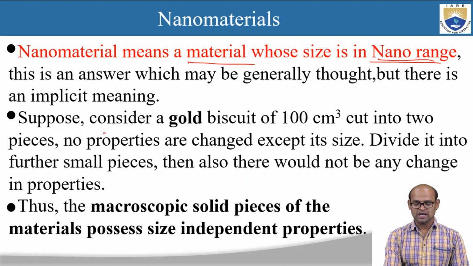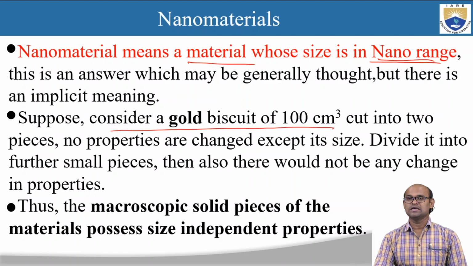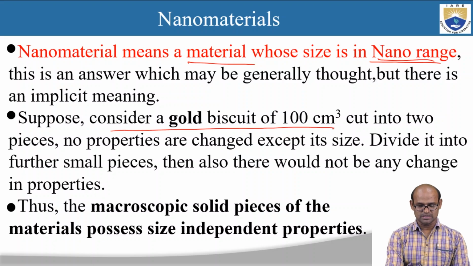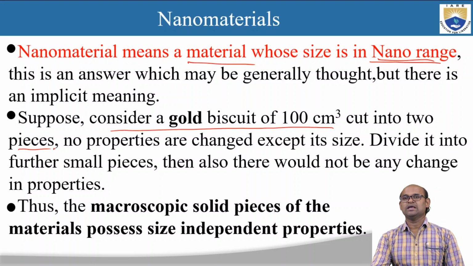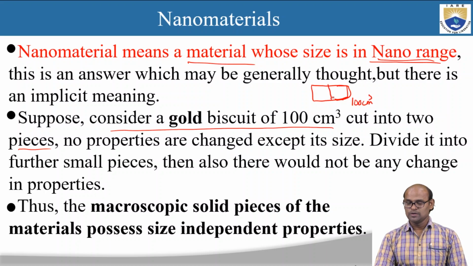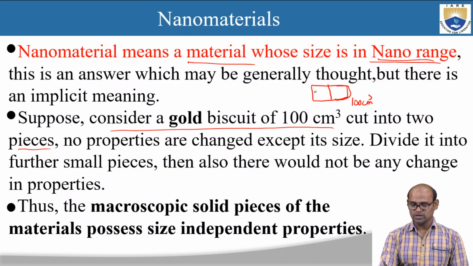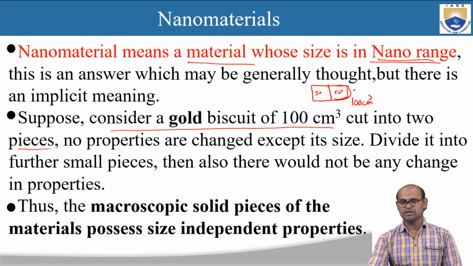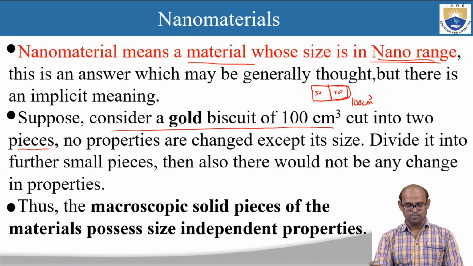Suppose consider a gold biscuit of 100 centimeter cube cut into two pieces. So we have taken a gold biscuit which is around 100 centimeter, 3-dimensional, right? So there is a 3-dimensional gold biscuit of around 100 centimeters cube. We have cut this into two parts, so one is 50 and the other one is 50 centimeter cube. So no properties are changed except its size.